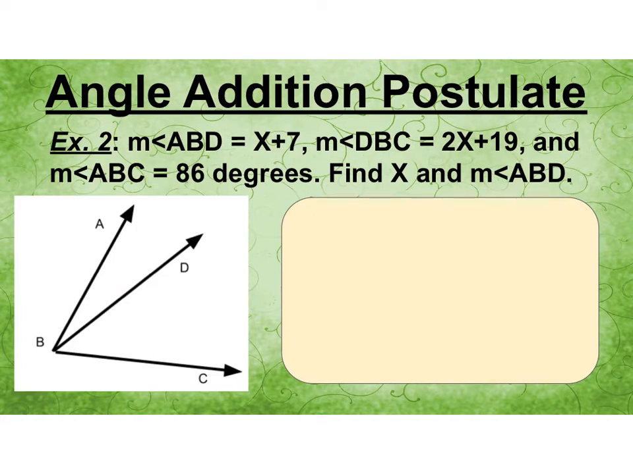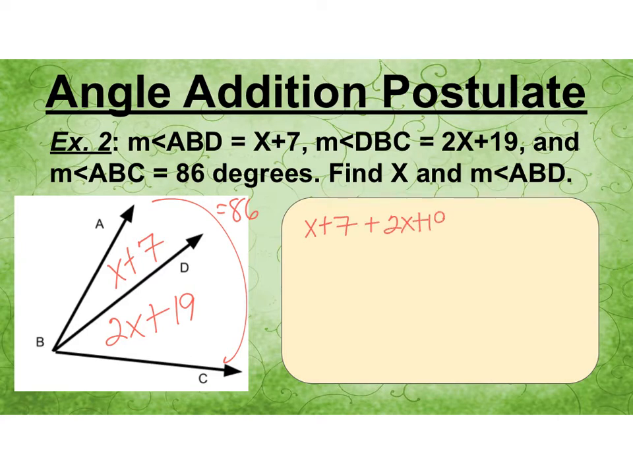Let's try this example. The measure of angle ABD is X plus 7. The measure of angle DBC is 2X plus 19. The whole angle is 86 degrees. So I'm going to apply the angle addition postulate and add my 2 angles. X plus 7 plus 2X plus 19 equals 86. Combine like terms on the left, so X plus 2X is 3X plus 26 equals 86.